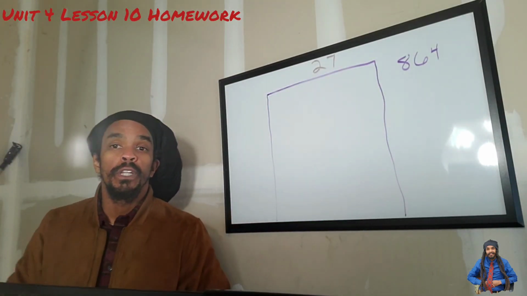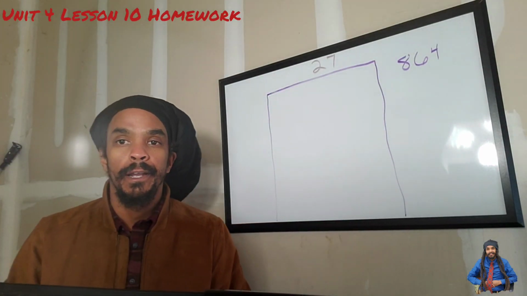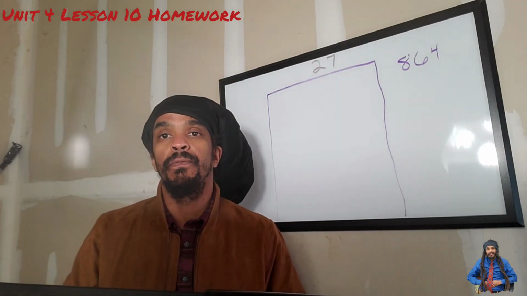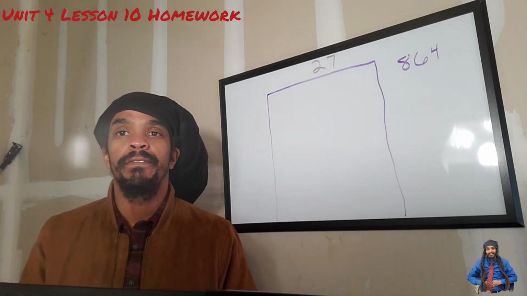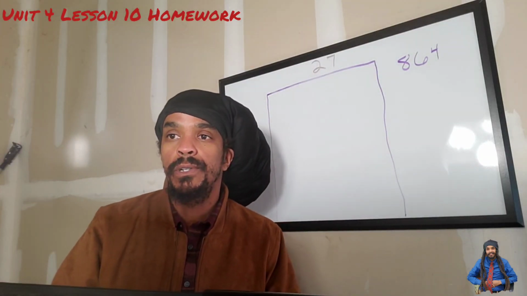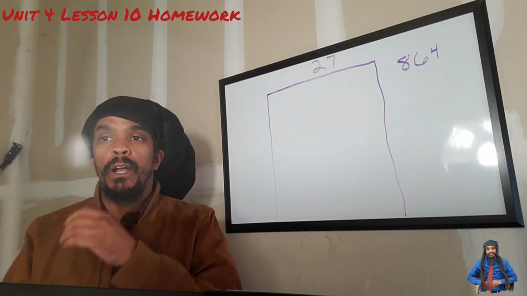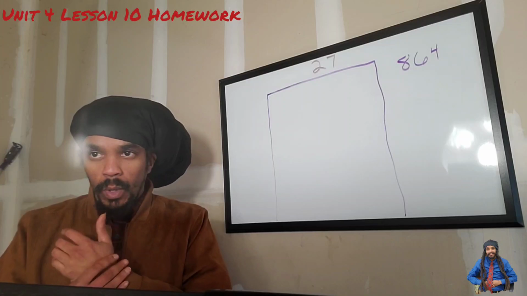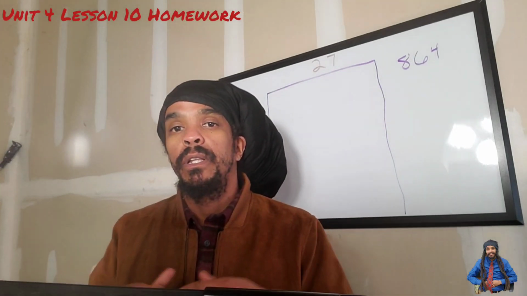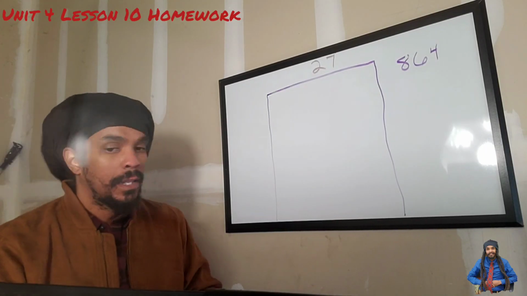All right, Unit 4, Lesson 10 homework. What we're going to do is calculate 864 divided by 27 using an area model and partial quotients, of course. I like the way they had it set up in class, so we're going to do it like how they had it.